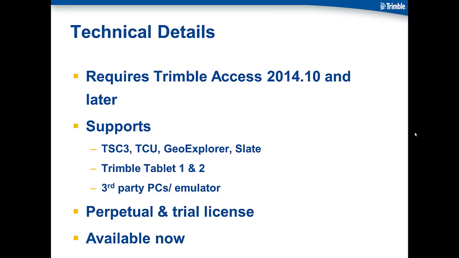Okay, finally some technical information. The application runs on most devices like TC3, TCU or GeoExplorer. Of course, our tablets etc. are also supported. The minimal Trimble Access version you need is 2014.10. So if you have a version older than this, you won't see the application as an option, neither in trials nor in the store. And of course, it's available for now, either with a perpetual license or in the trials program.